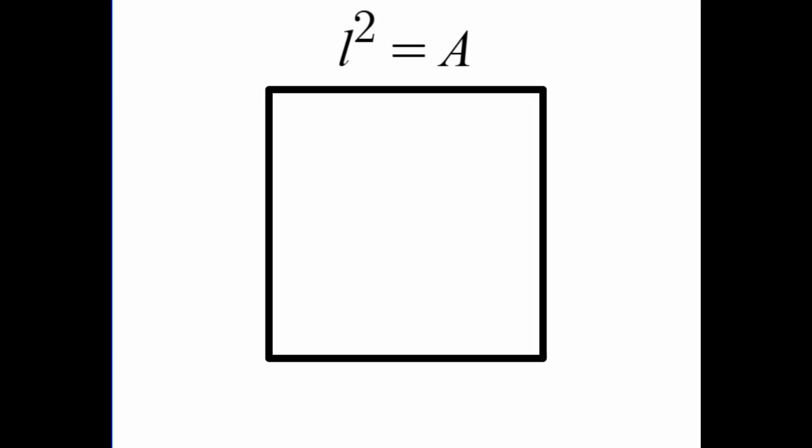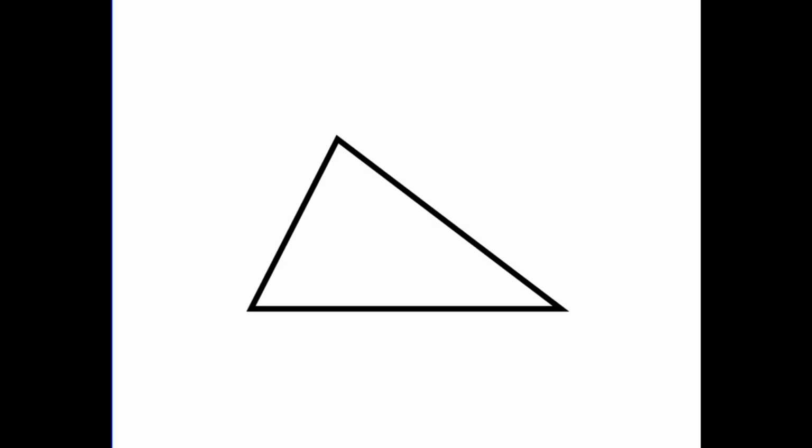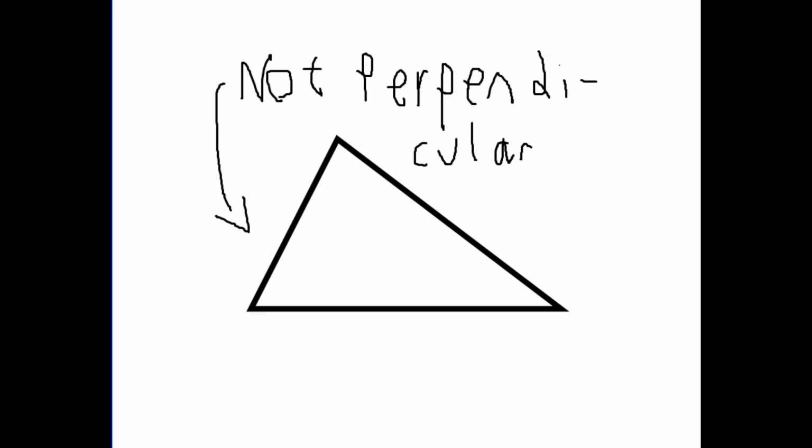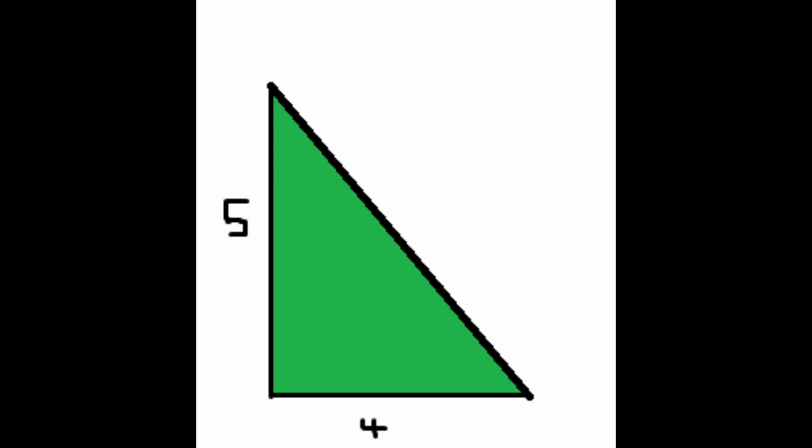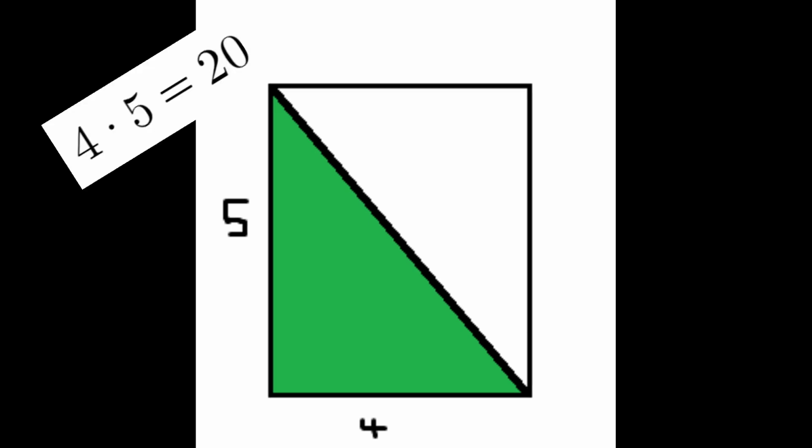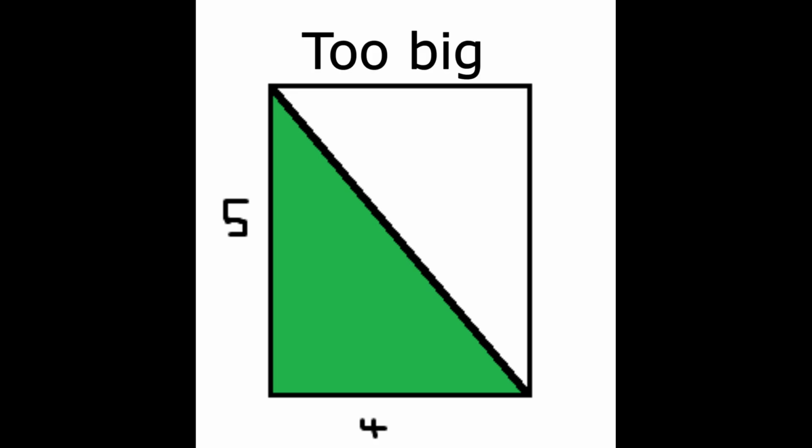But let's take a look at triangles. If we look at a triangle, how would we get its area? Some have no perpendicular sides. Let's take a look at this particular case with this triangle. As you can see, it has a right angle and edges 4 and 5 units long, but if we multiply them, it would give us the area of a rectangle clearly bigger than our triangle.